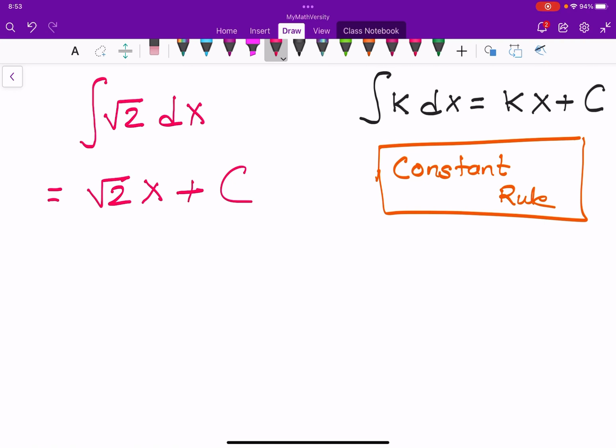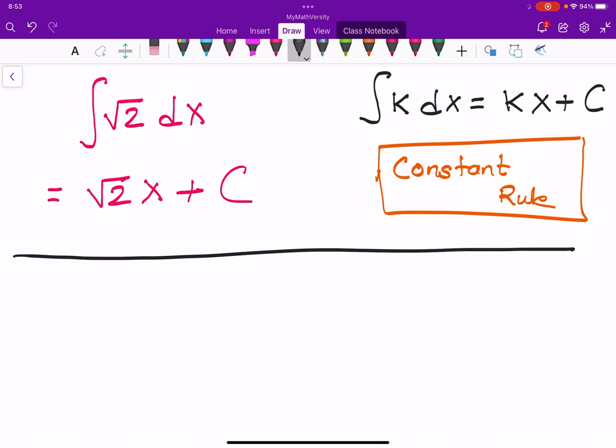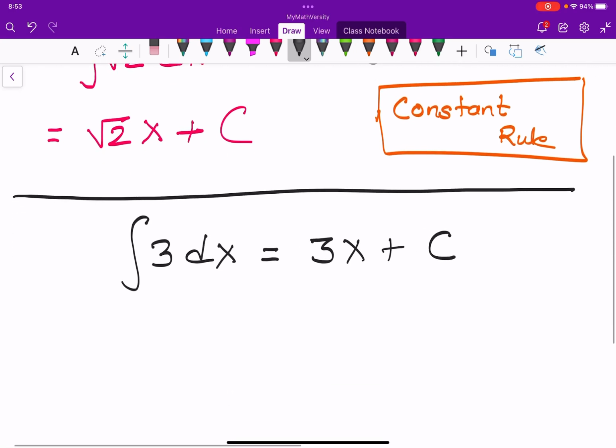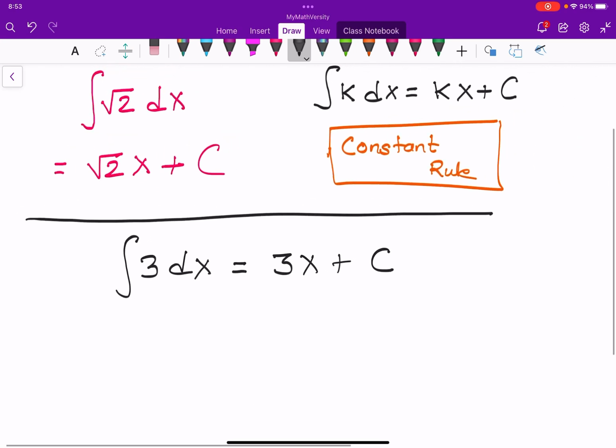In a similar way, instead of square root of 2, if we had to figure out the antiderivative of just 3, then the antiderivative of 3 must be 3 times x plus c. Do you get the idea? So we apply the constant rule.